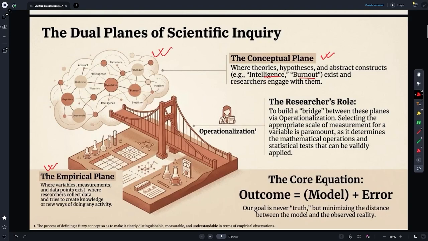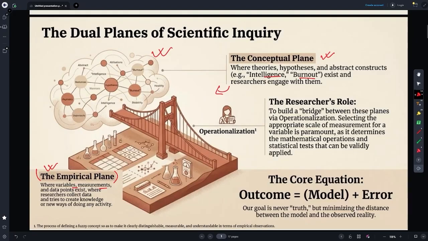Now the problem is, we as researchers cannot directly use these concepts. Like if I talk about intelligence, I cannot see intelligence, I cannot touch intelligence. Okay, so for that reason, we have to go through the empirical plane. And the empirical plane is where the variables, measurements and data points exist, where researchers basically collect data and try to create knowledge. But many researchers make mistakes in this scenario.